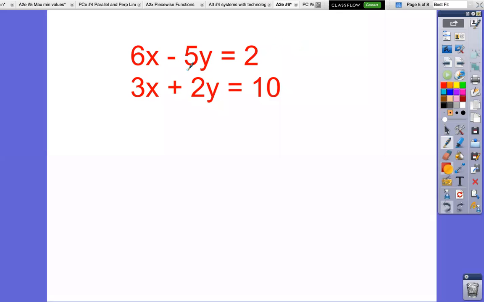So which one is easiest to cancel out, the x's or the y's? X's. Good, Landon. So again, there's no wrong answer, but I see that I've got 6x and 3x. So I want to do as little work as possible to get opposite coefficients. Well, what can I multiply by 3? The opposite of 6 is -6. What can I multiply by 3 to get -6? -2. Perfect.